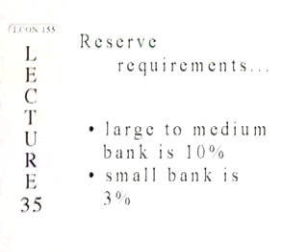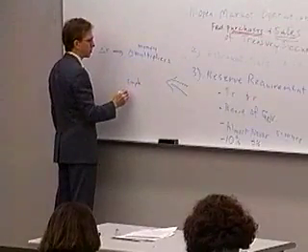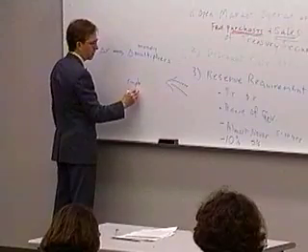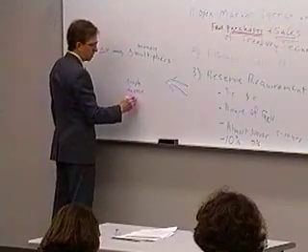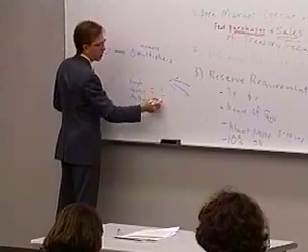Okay, the way this works, changes in the required reserve ratio change the money multiplier. We used the money multiplier the other day, the simple deposit multiplier, and we're going to come back and talk about multipliers here in a second. The simple deposit multiplier the other day was 1 over R.